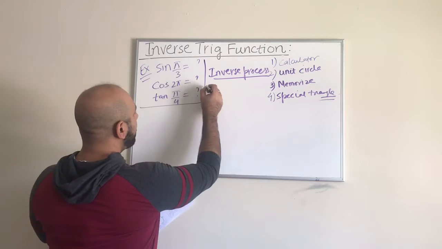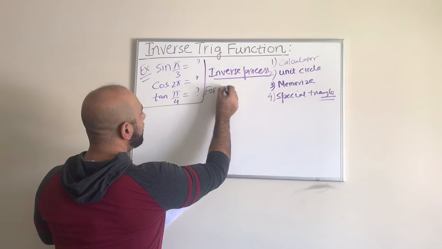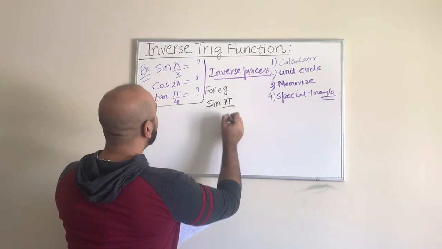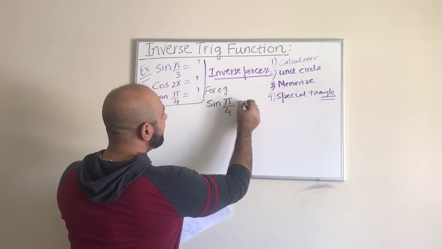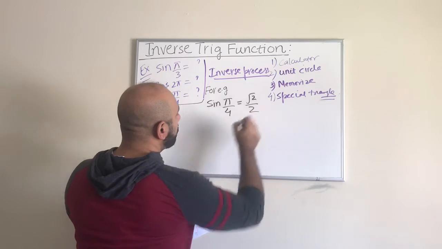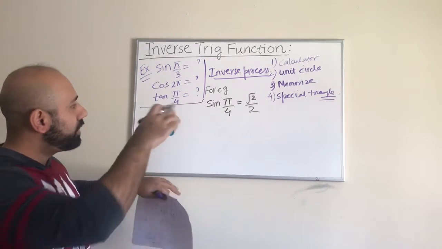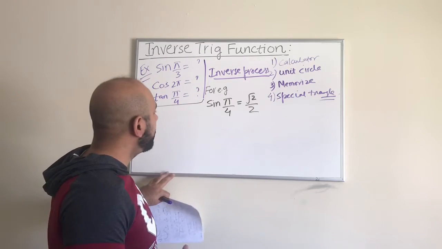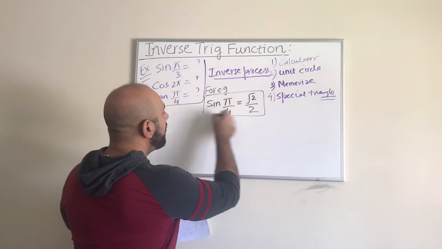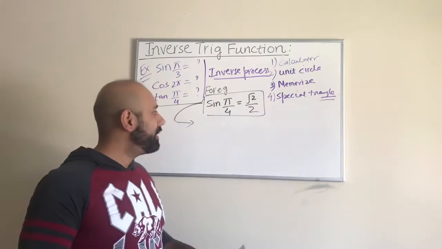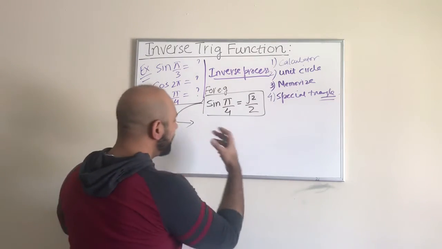For example, again, I'll illustrate this with an example. We know sine of, let's say, pi over 4 is radical 2 over 2. That is something we already know, and we can look at the unit circle or use any technique, calculator or whatever. Now the inverse process of this is what we want to talk about.